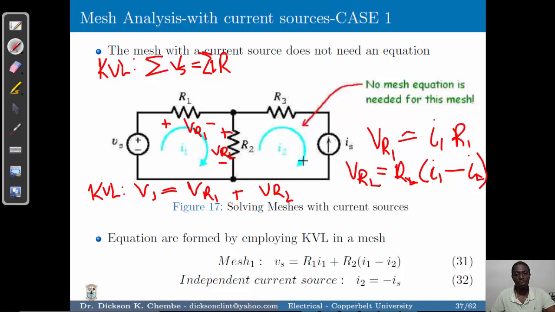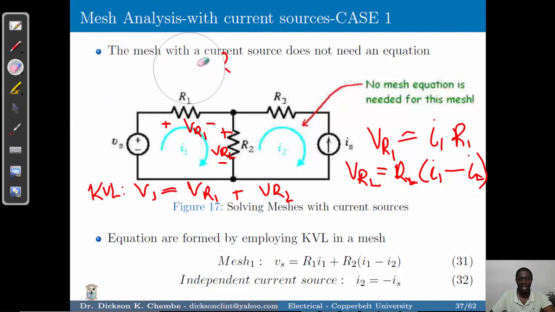Now if you come to analyzing the cases where you have a current source in a mesh, that implies there's no need for you to make a mesh equation, depending on the direction of flow of your mesh current. That current source is going to be the value of the mesh current. For instance, in this case we've got the current source pointing upwards, and a mesh current I2 pointing downwards. So I2 is opposite in direction to IS. Therefore, I2 will give us minus IS. And that is how we solve these circuits.